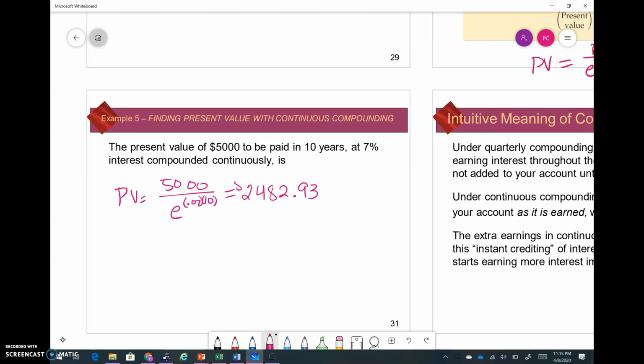2,482.93. So if you know in 10 years you need $5,000 and that's the account you can find, you know you need to put in $2,482.93. All right, so let's keep going.